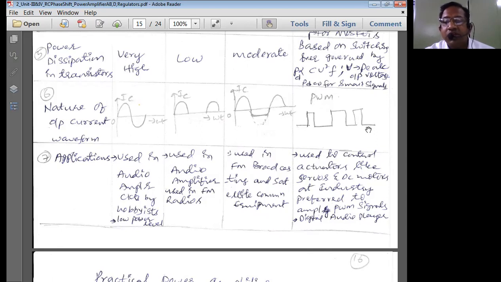Therefore, it comes under a pulse width modulated signal. Modulation is known as a change in general. So if you observe a change in the width of the pulse of the input signal, we say it is known as a pulse width modulated signal.